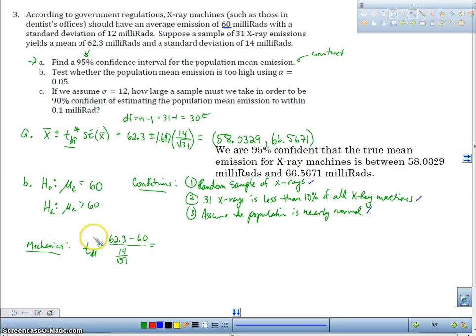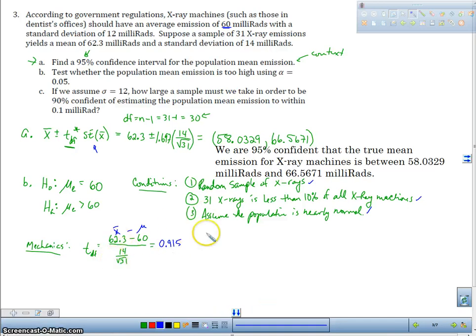So our t value is going to be 62.3 minus 60. Okay, so this is our x bar minus mu, over 14 divided by square root of 31, which is our standard error, okay? Our standard deviation of x bar. All right, so we're going to calculate that in our calculator, and it's going to get us 0.915.